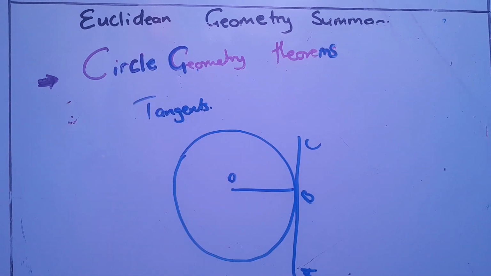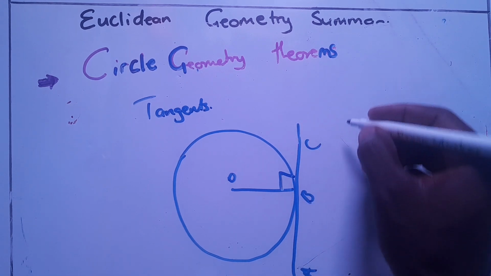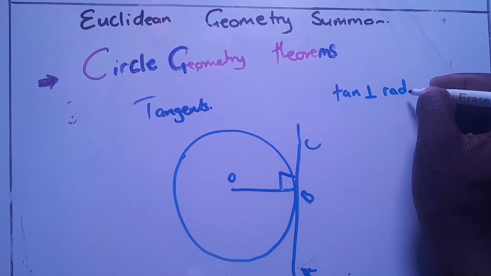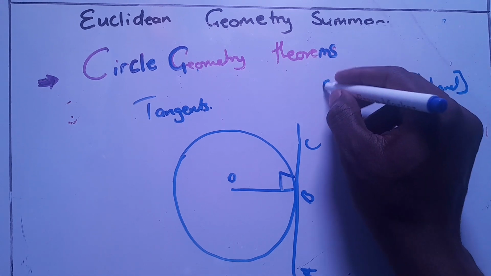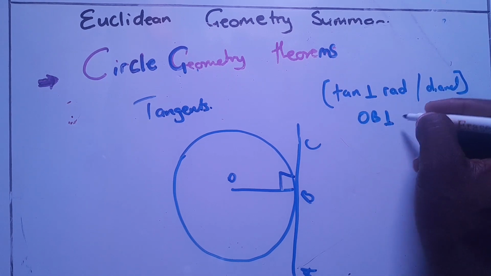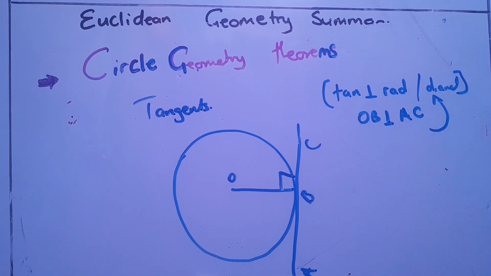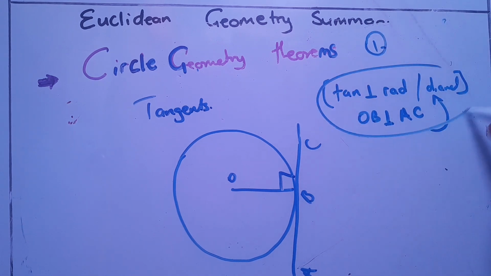So let's talk about the tangent. One thing that you must know is the tangent is always perpendicular to the radius or the diameter, right? So we can see that OB is perpendicular to AC, because a tangent is perpendicular to the radius always, right? So that's one thing. If you're given that you're having a tangent, you check for this.